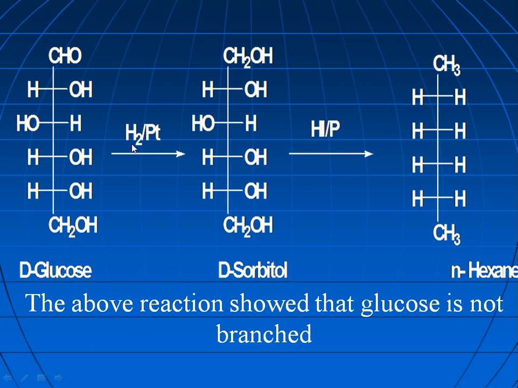When glucose reacts with hydrogen in the presence of platinum, that is known as catalytic hydrogenation, it forms D-sorbitol. And further, when D-sorbitol reacts with HI in the presence of red phosphorus, this is a reduction of glucose, and it forms n-hexane. So ultimately, in the final step, when D-glucose reacts with hydrogen iodide in the presence of phosphorus, it forms n-hexane. This reaction shows that glucose is not branched.